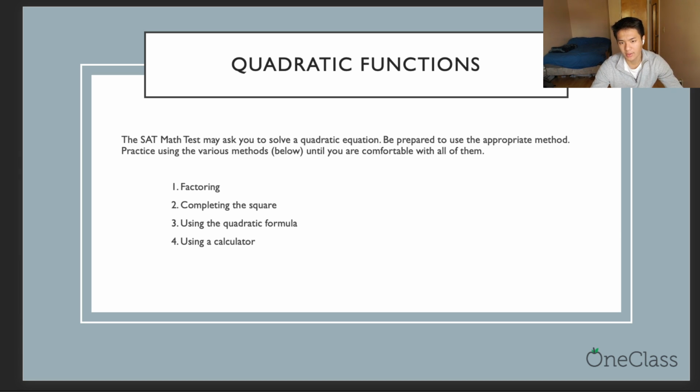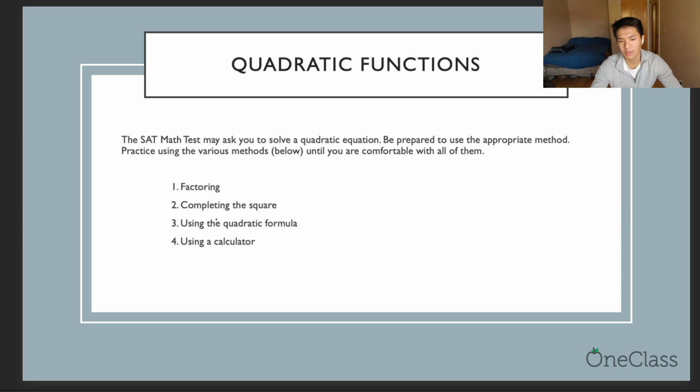So we'll read this little excerpt from College Board's website. They say, the SAT math test may ask you to solve a quadratic equation. Be prepared to use the appropriate method. Practice using the various methods below until you're comfortable with all of them. So below we have method number 1, factoring. Number 2, completing the square. Number 3, using the quadratic formula. And number 4, using a calculator.